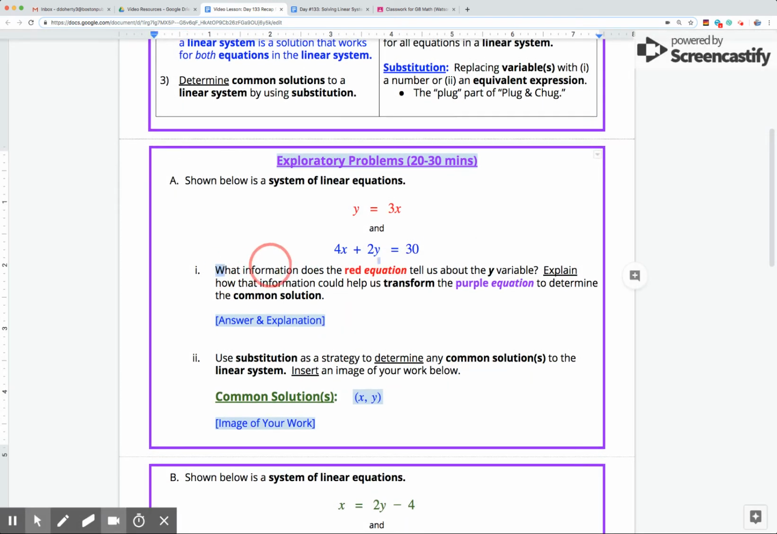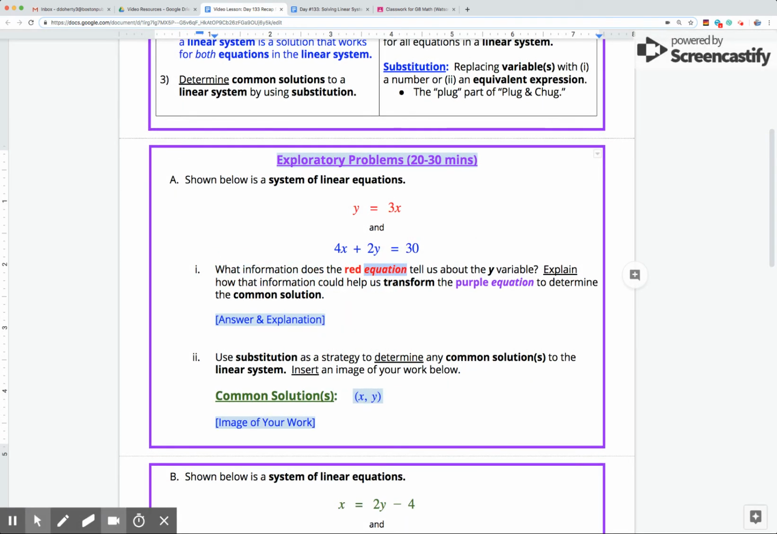And part 1 asked us, what information does the red equation tell us about the y variable? And then they want us to explain how that information could help us transform or change the purple equation in a helpful way that could help us determine the common solution. So the big thing to recognize, if we focus on this red equation and what it tells us about the y variable, we see that y has to be equal, or is equivalent, to the term 3x. This isn't as helpful as knowing what number y or x will be to start the problem, but if we know y is equal to 3x, how can that help us transform the purple equation? We're going to take a look on the whiteboard and then answer part 1 and part 2 together.